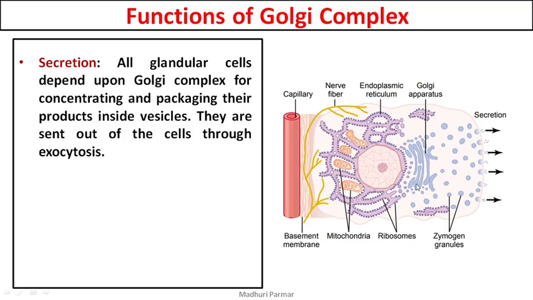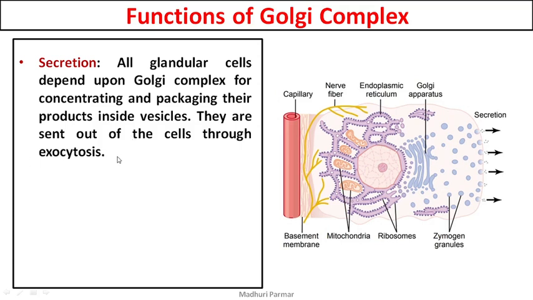Here they get sorted. So let us say chymotrypsinogen will be concentrated here, trypsinogen will be concentrated there. So this way sorting will take place. After the proteins are sorted and concentrated, they will form such secretion vesicles. These secretion vesicles will then finally fuse with the plasma membrane, and the chymotrypsinogen, trypsinogen, procarboxypeptidase, all of these enzymes will be released out into your intestine, into your duodenum. So this is how the process takes place. They are sent out of the cells through exocytosis.